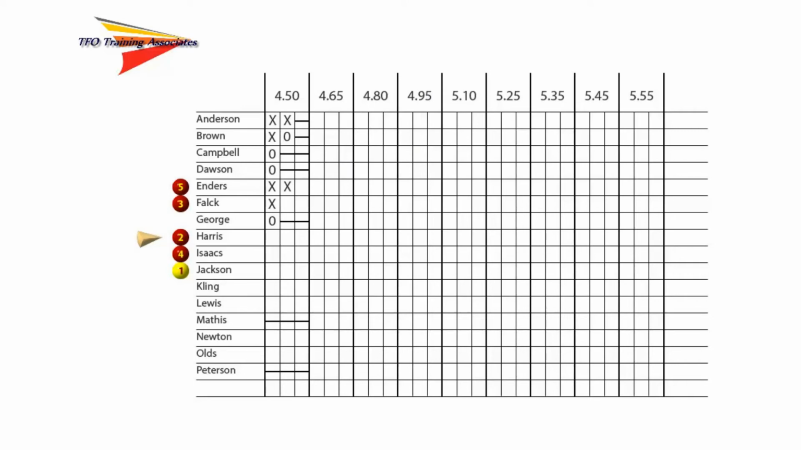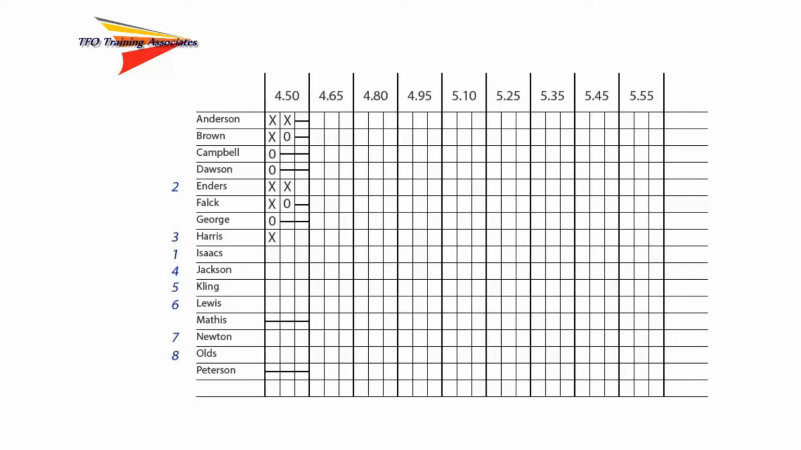Move the up indicator to Harris for his first attempt. Harris fails on his first attempt at 4.50 meters. Move the up indicator to Falk for his second attempt. Falk clears 4.50 meters on his second attempt. With Falk's clearance at 4.50 meters, he's removed from the active pool at this height. It also brings us down to 8 competitors remaining at this height.